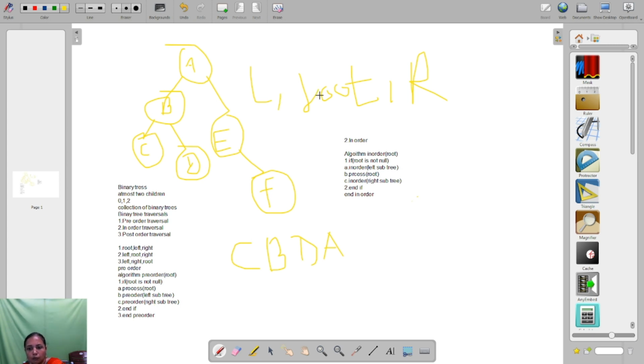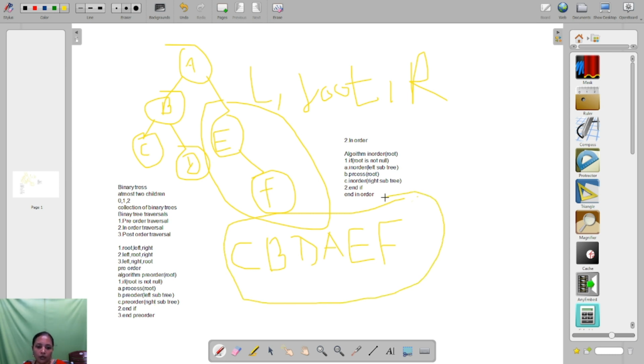So the third one is what? Right hand side. So you come to this part. Again starting from left, this node has no left child, so you leave it. Again root. What is the root of this one? E. Next the right node is F. So this is the processing sequence of in order.